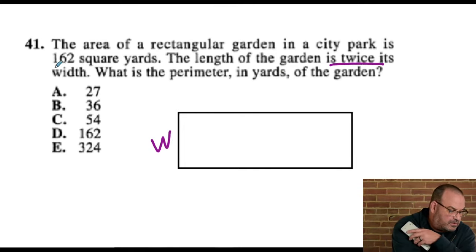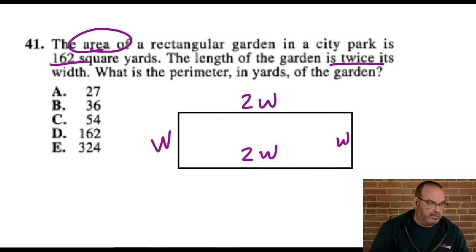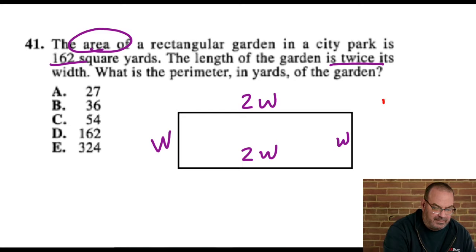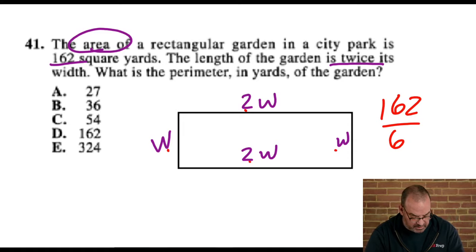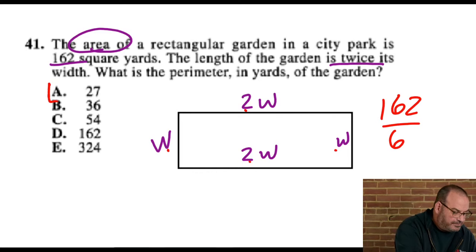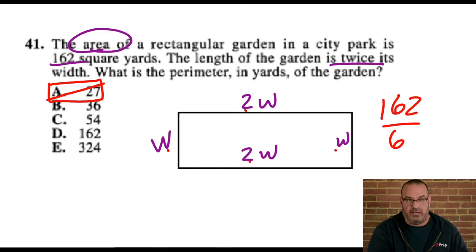So read with your pencil. We got 162 square yards; that's my area. And the length is twice the width. So down here I have two widths and another width. One of the things I like to do is play around with an ACT test. If I take 162 and divide it by this total, 2 and 2 is 4 and 5 is 6, 162 divided by 6, let's see what that is. It's 27, which is wrong, because the area is 162.